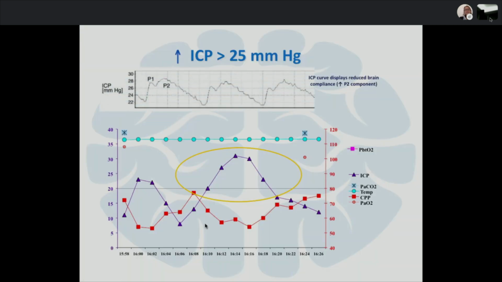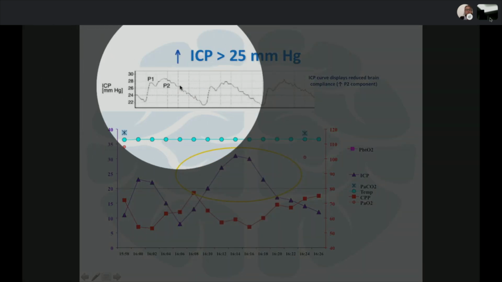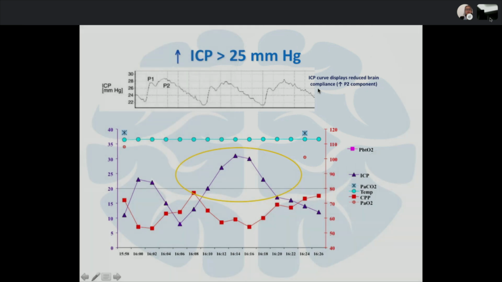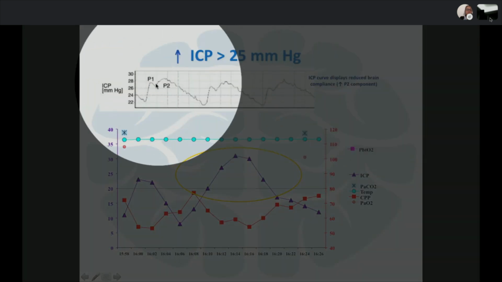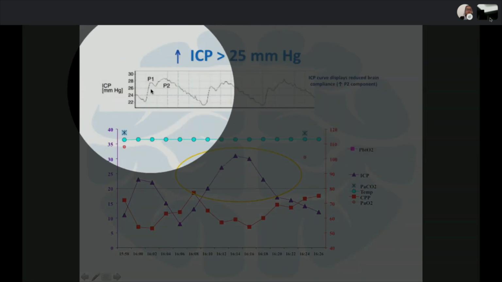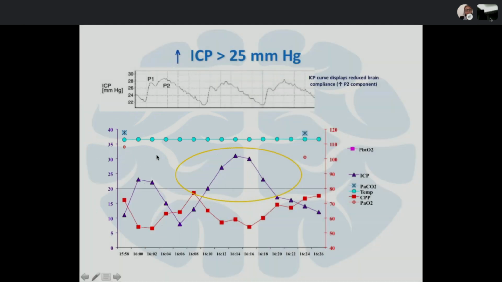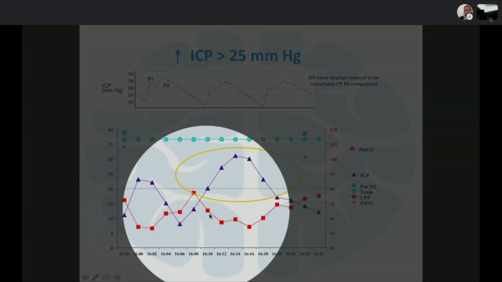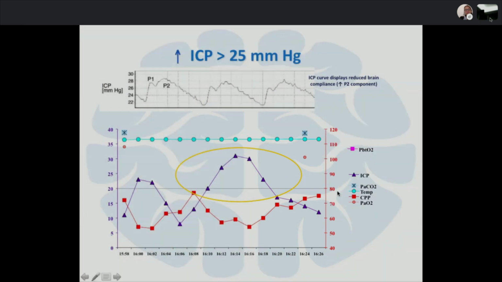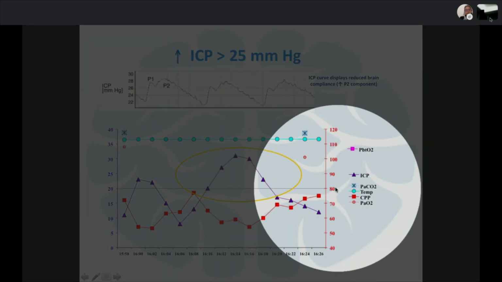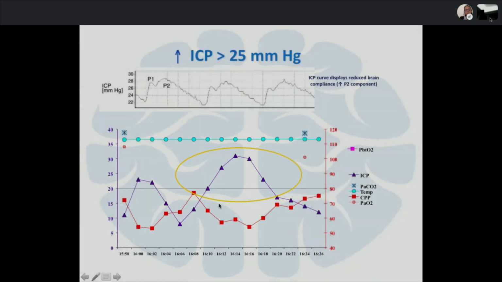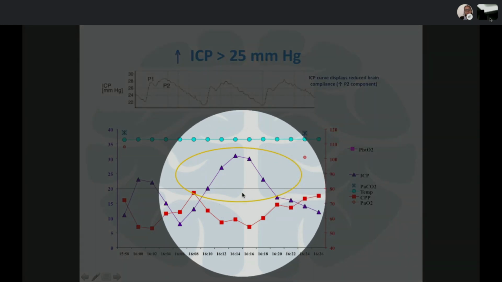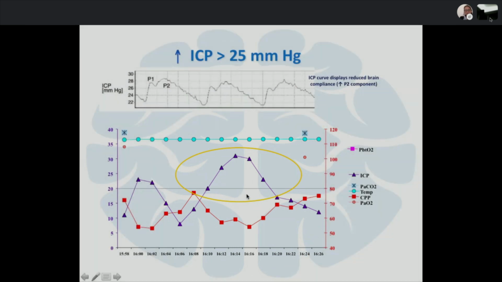This is another example. This is a patient where this is the normal. This is our ICP, which displays a reduction of the compliance, where the P2 component is higher than P1. And here we basically have in red the CPP, our ICP here, and in a second we will see the PbO2. So what happens here is basically that there is an increase of the ICP and a reduction of the CPP. And have a look at what happens to the PbO2.